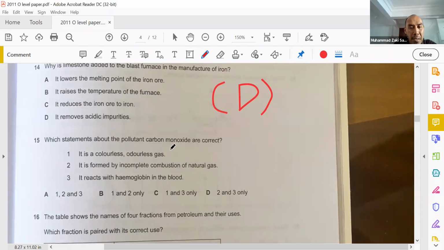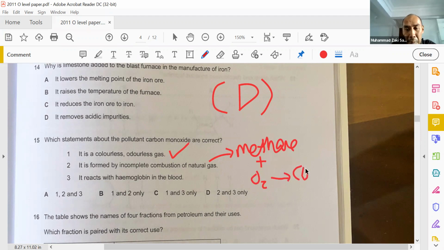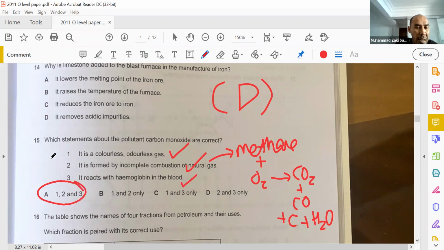Carbon monoxide, remember, is colorless and odorless. It's formed by incomplete combustion of natural gas. Yes, natural gas contains methane. Remember, when methane reacts with oxygen under conditions of incomplete combustion, you get carbon dioxide, carbon monoxide, and soot. Soot is carbon, the black thing, and water. Now, it reacts with hemoglobin in blood. Yes, of course, it reacts until it prevents oxygen from being absorbed. So the answer should be A.